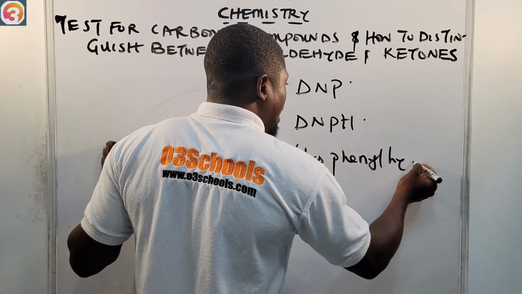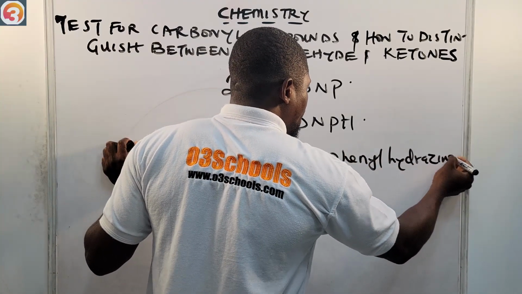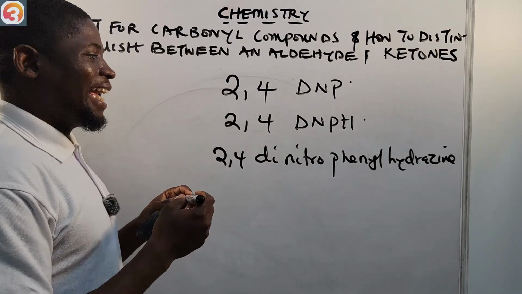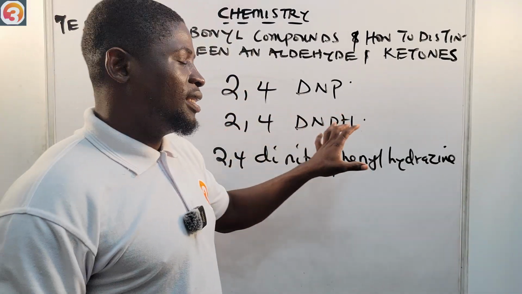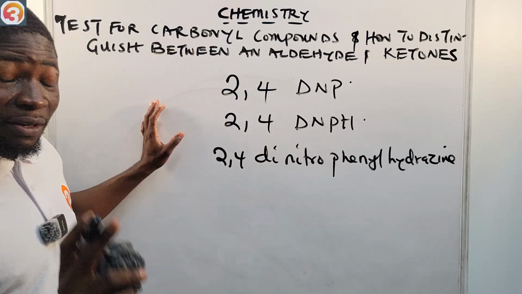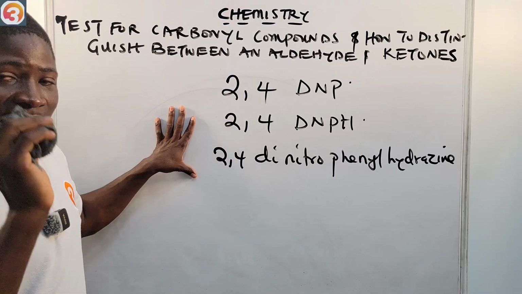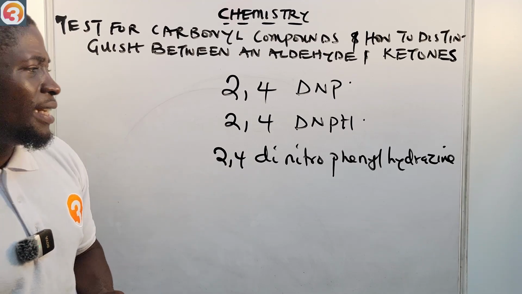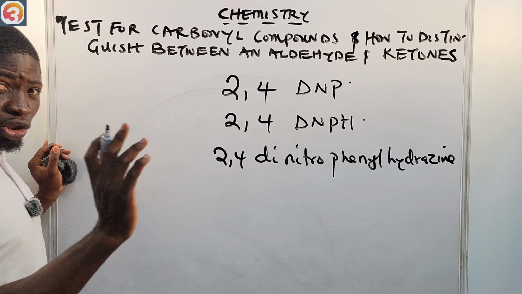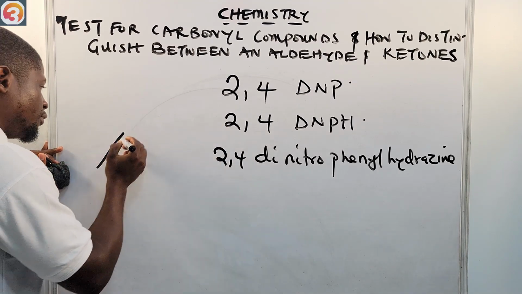2,4-dinitrophenylhydrazine. That's the full meaning of 2,4-DNPH. Simple as A, B, C. Now this 2,4-dinitrophenylhydrazine has a structure. The structure is also not necessary. I just want to show you for showing sake.